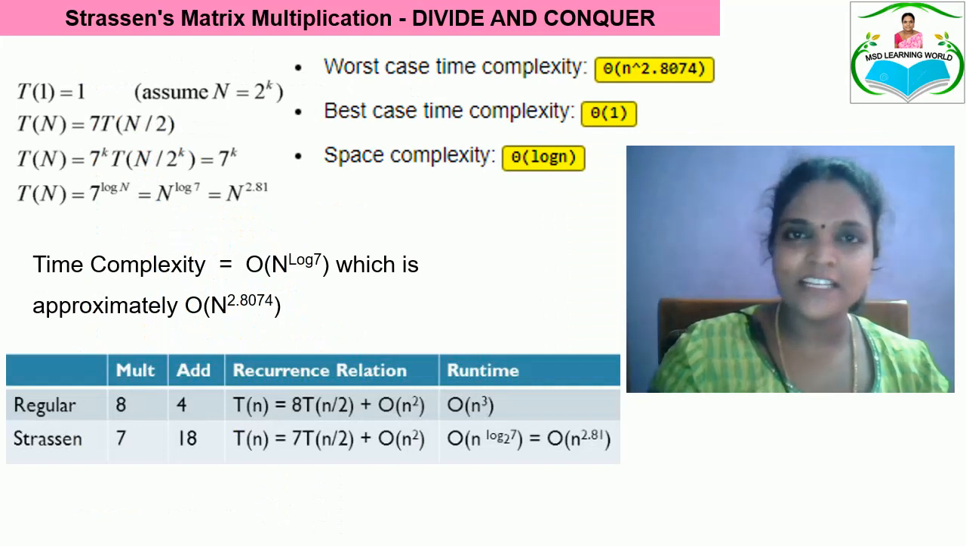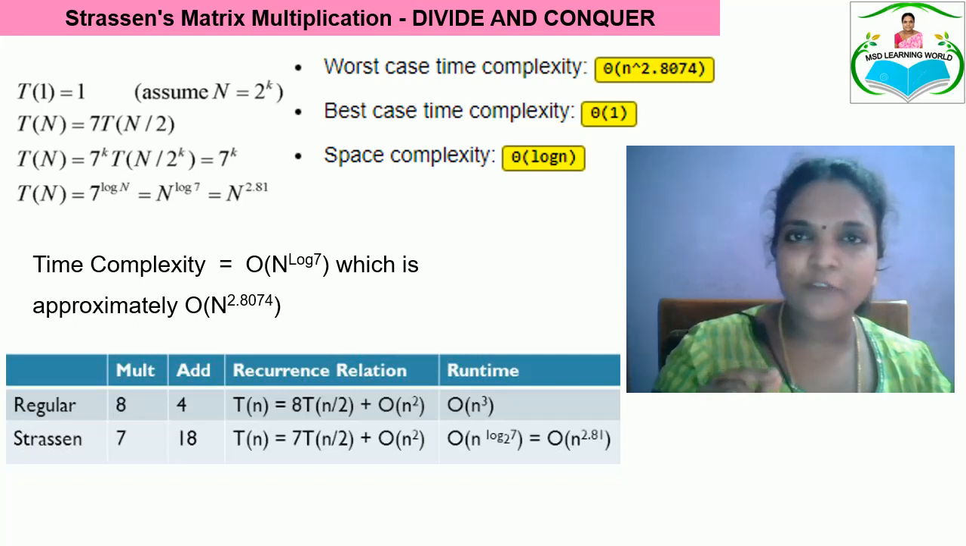When we take the time complexity of Strassen's matrix multiplication algorithm, in the best case, both matrices A and B have only a single element, so you perform the multiplication only one time, which is constant. So the best case time complexity of Strassen's matrix multiplication is order of 1.